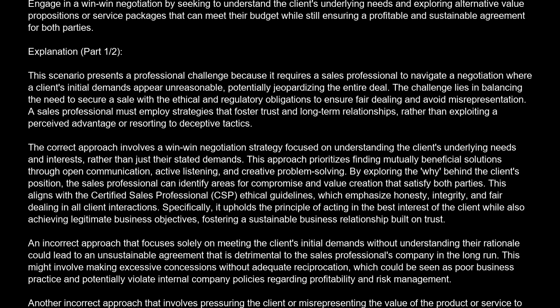An incorrect approach that focuses solely on meeting the client's initial demands without understanding their rationale could lead to an unsustainable agreement that is detrimental to the sales professional's company in the long run. This might involve making excessive concessions without adequate reciprocation, which could be seen as poor business practice and potentially violate internal company policies regarding profitability and risk management.